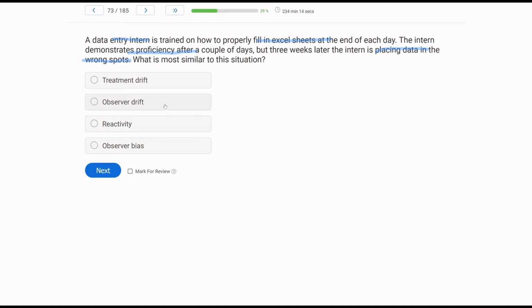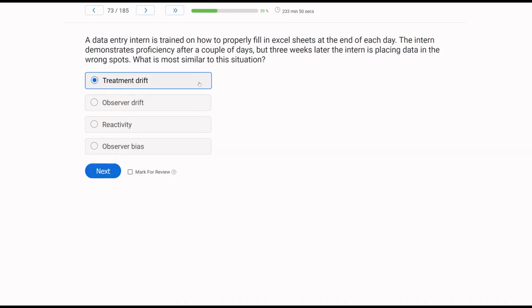Observer drift has to do with measurement. This is not a measurement issue, right? Observer drift is when we start measuring differently or observing something that we should not be observing. Reactivity has to do with reacting to something in the environment just because it's there. Not the case in this question. And then observer bias. There does not appear to be a bias issue.